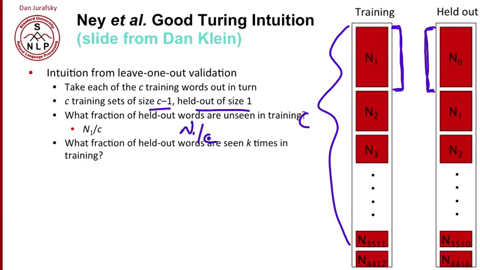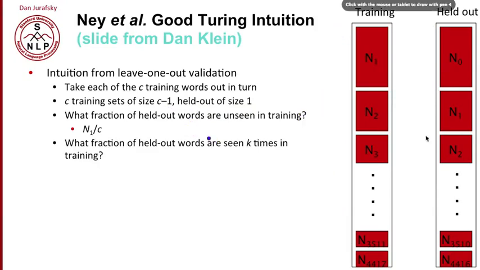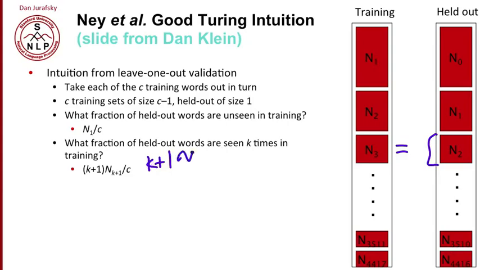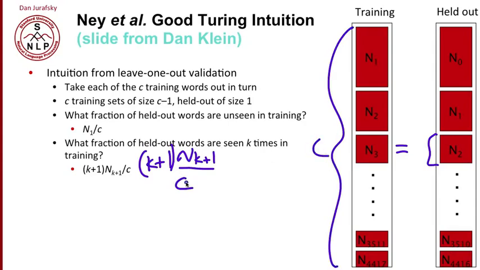Correspondingly, if we want to know what fraction of words are seen K times in training, let's pick a K, perhaps two, so we pick N sub two. Then the number of things that occur two times in our held out set is the number of things that occurred three times in the original training before we removed one copy of each of those words, so now they occur only twice. So if we want to know how many words occur k times in training, to estimate that, it's really the words that occurred k plus one times in our original training set. We multiply that by k plus one occurrences of each of the n sub k plus one words in that bin, and we'll express that as a fraction out of the total words C. That's the fraction of held out words seen k times in training.